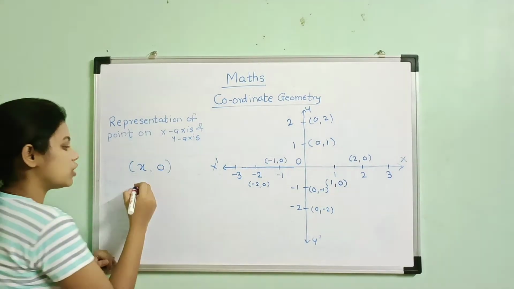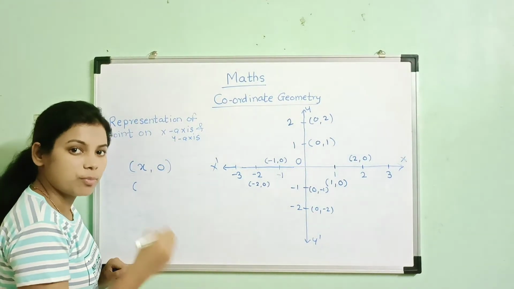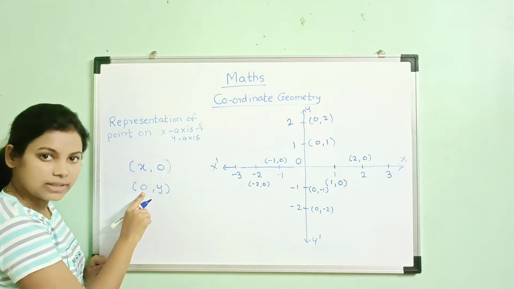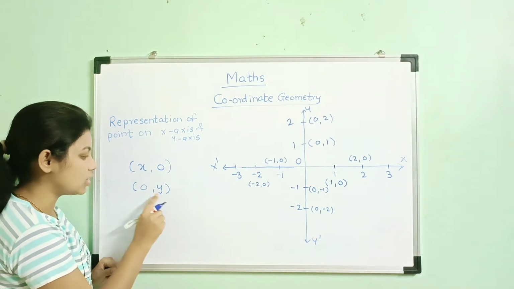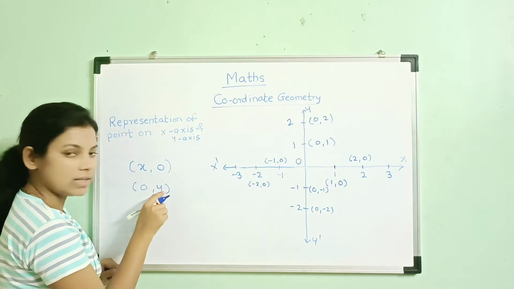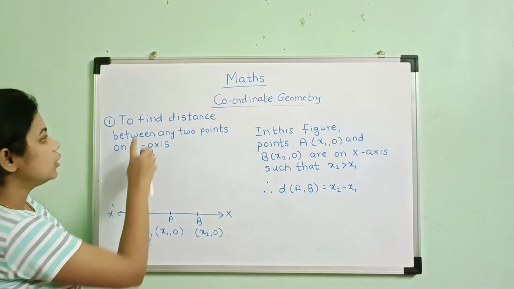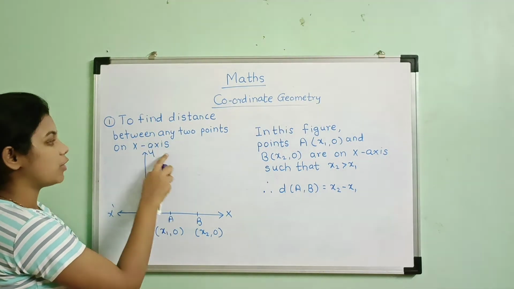Means the general format to represent any point on the y-axis is 0, y, because there is no movement in the x coordinate or x direction, and this y coordinate will be any positive or negative value. Now, to find the distance between any two points on the x-axis.